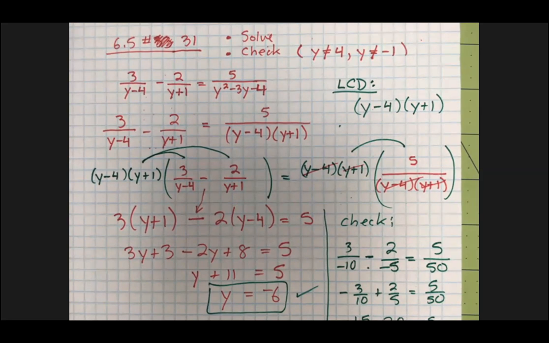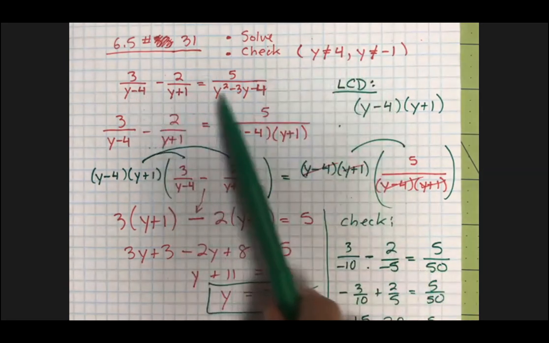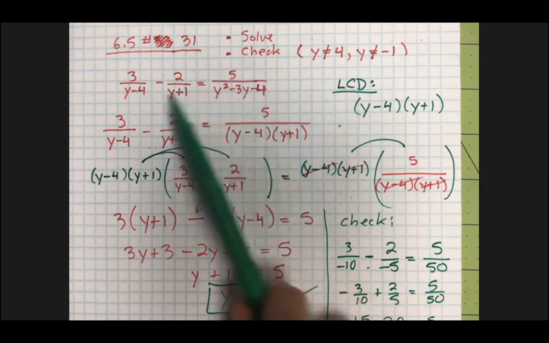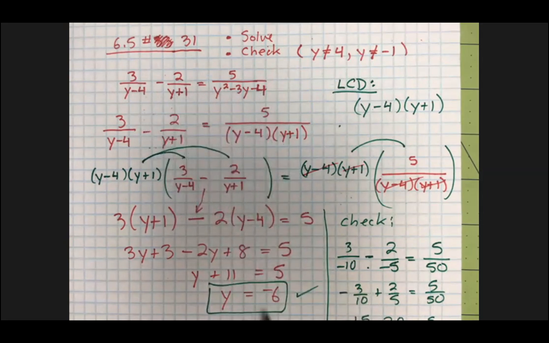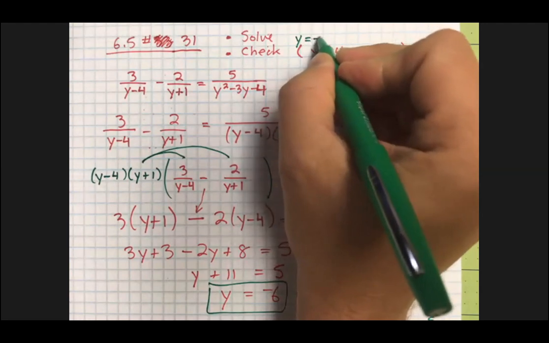Now, you'll get in the habit after a while of knowing that as long as you didn't ruin the denominators, make one of the denominators equal to 0, as long as the denominator is not 0 with this number, it's going to work if you didn't make anything else wrong. Still, it's no harm in checking it. You should check it. So the solution to this problem is y equals minus 6.